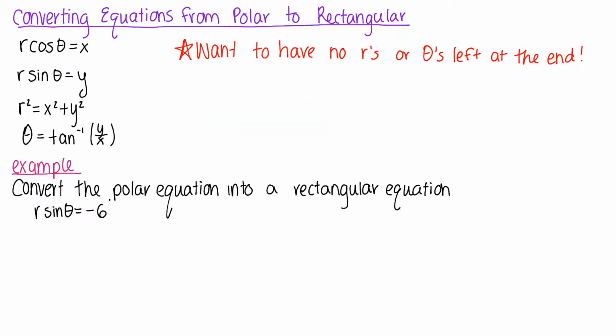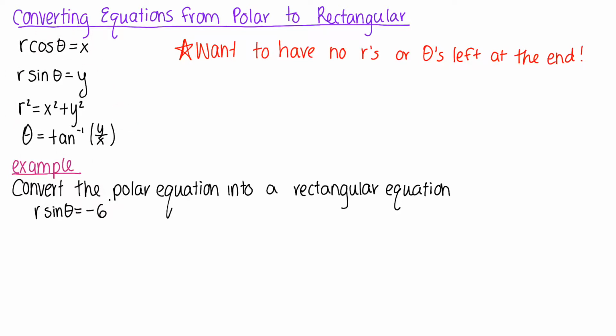So let's go into converting equations from polar to rectangular. There's going to be 4 formulas you need here. So r cosine theta is equal to x, r sine theta is equal to y, r squared is equal to x squared plus y squared, and theta is equal to tan inverse of y over x. So our goal is going to be, this is an equation in polar coordinates. This is a polar equation because it has r's and thetas in it. And our goal is to make it so that there's no r's and thetas left at the end by using these formulas to replace things.